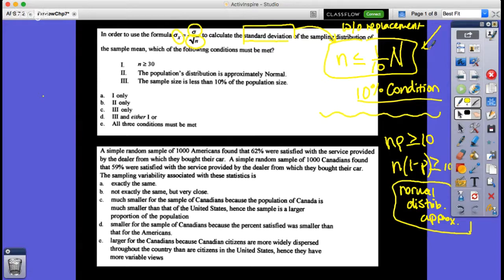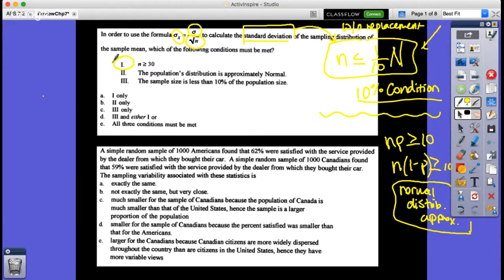So this whole idea of which of the following conditions must be met, they're trying to trick you a little bit. They're trying to say, in order to use the standard deviation, what must be true? What conditions must be met? Well, for instance, in number 1, we identify the fact that n is greater than or equal to 30. Let's see first off if that's true. Calculating the standard deviation of the sampling distribution of the sample mean, it didn't really give us much context. So the fact that n is greater than or equal to 30, we just don't know that yet.